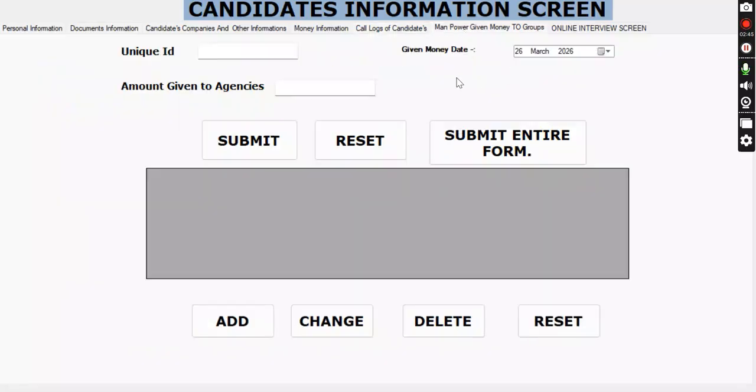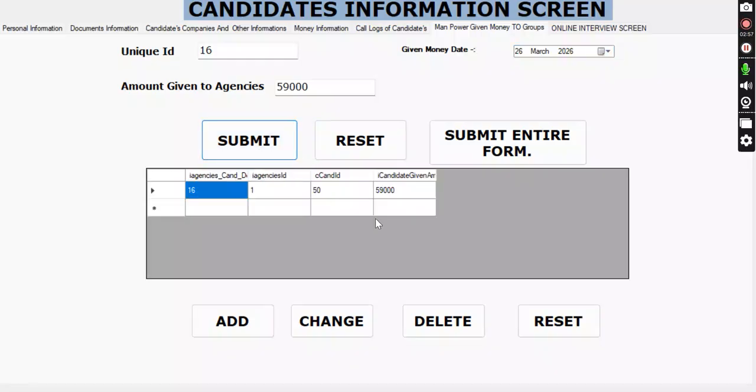Now the agency amount. That is 59,000. The agency amount, and then he is going to submit. So this is the agency amount. And submit entire form means when he submits the entire form, what are the conditions, we are going to see later on.